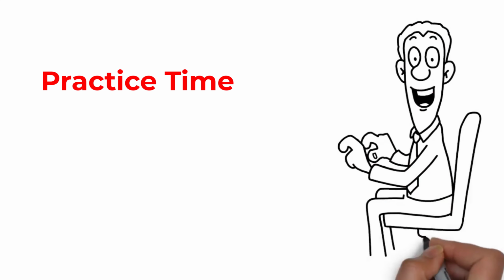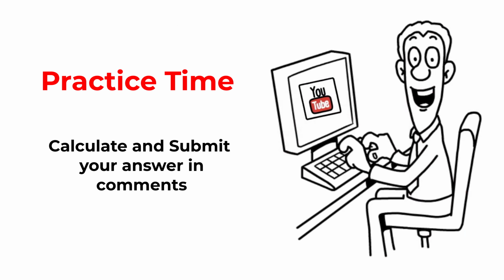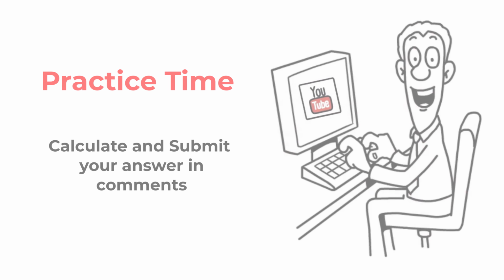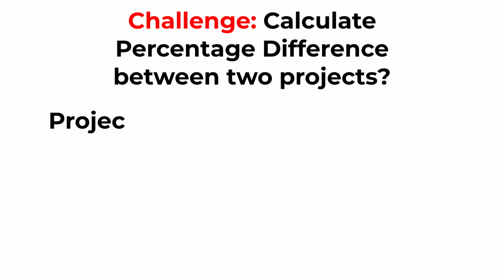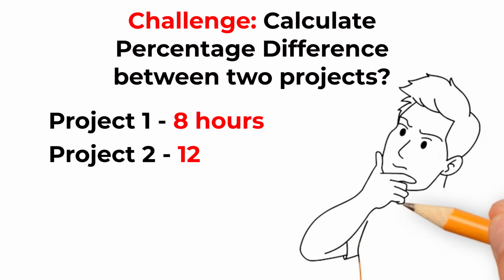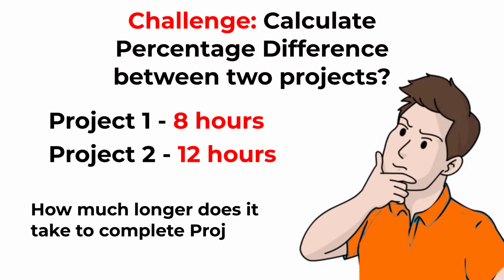And now, here's the question for you to try. If you can calculate the answer, please post it in the comment section of this video so I can give you the grade. We have 2 projects, and to complete project 1, it takes 8 hours, and to complete project 2, it takes 12 hours. So how much longer, in percentages, it takes to complete project 1 versus project 2?